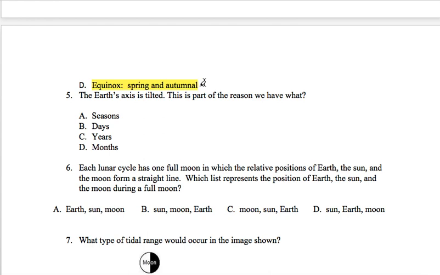Number 5. The Earth's axis is tilted. This is part of the reason we have what? A. Seasons. B. Days. C. Years. D. Months.